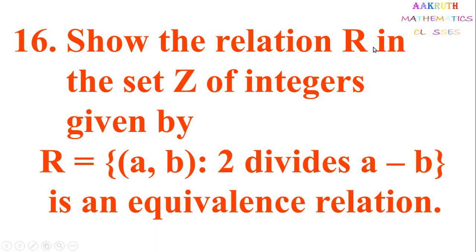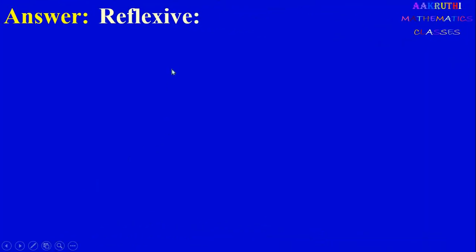Next question. Show that the relation R in the set Z of integers given by R equal to the set of all (a, b) such that 2 divides a minus b is an equivalence relation. Now 2 divides a minus b where a and b are integers. You should show that this is an equivalence relation. First, it is reflexive.